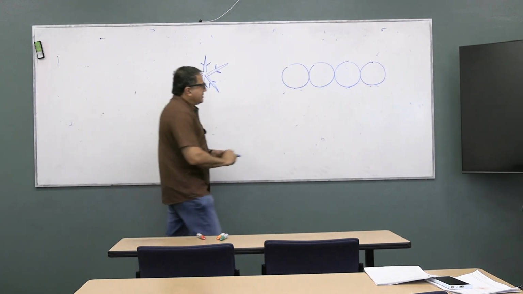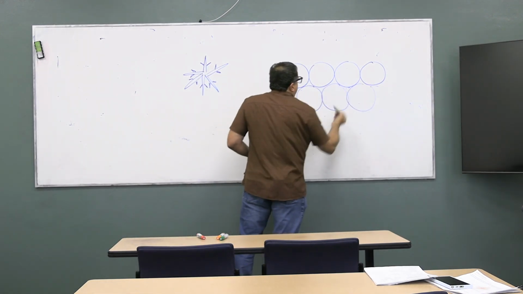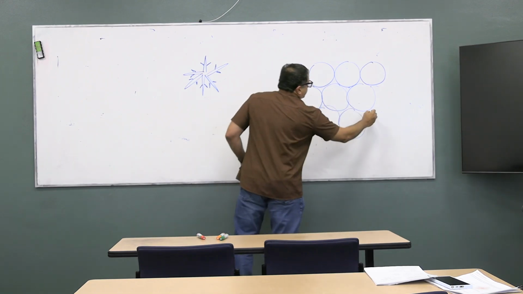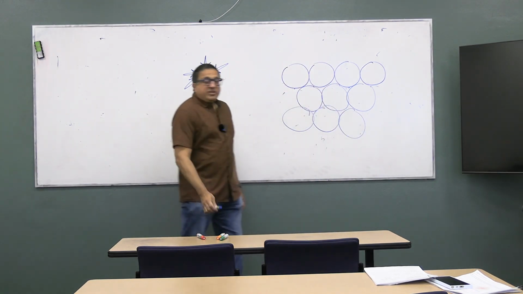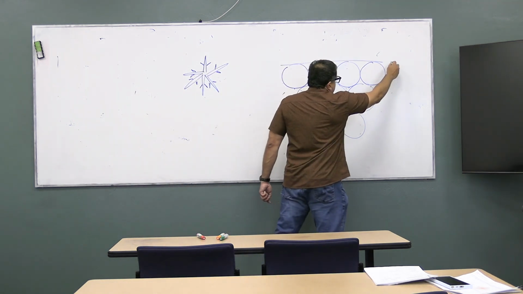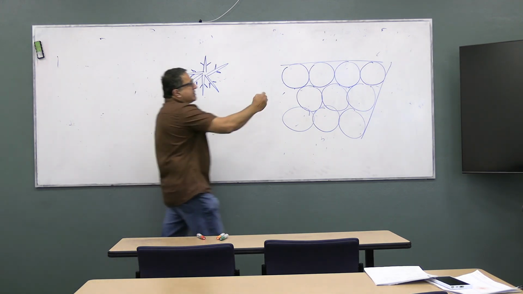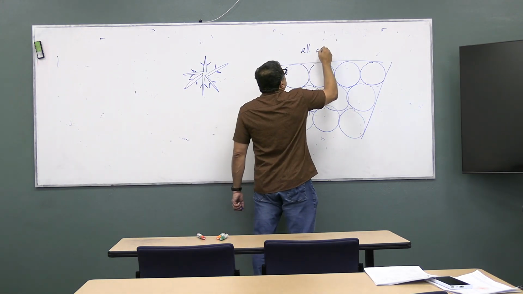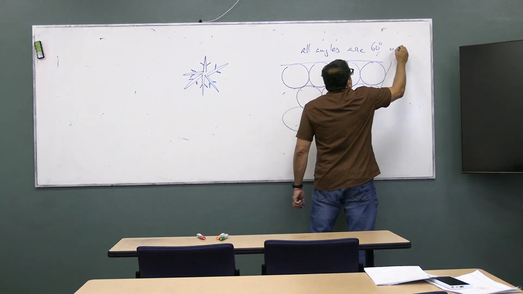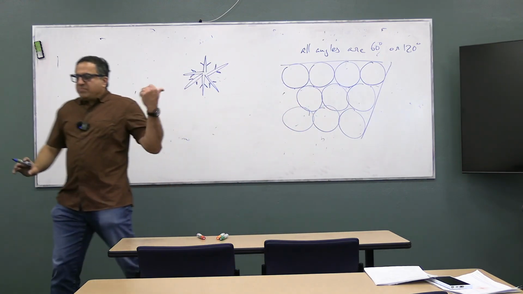They'd be happier looking like this, right? And if you have another layer of coins, maybe it looks like this, right? And if you keep doing this, you notice something. If you have a long layer like this and a long layer like this, you notice all angles in this arrangement are 60 degrees or 120 degrees. There are no other angles that you get from this kind of an object.